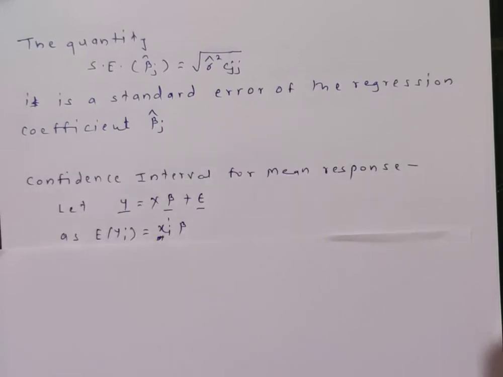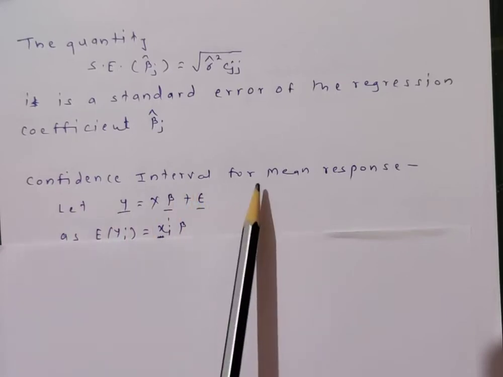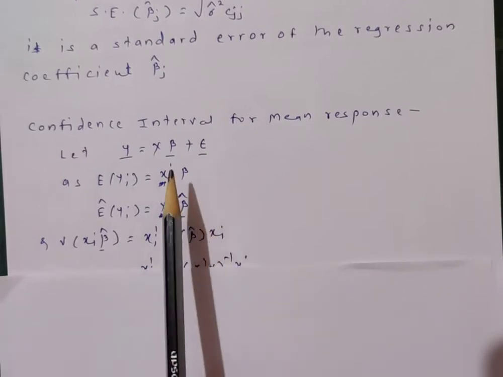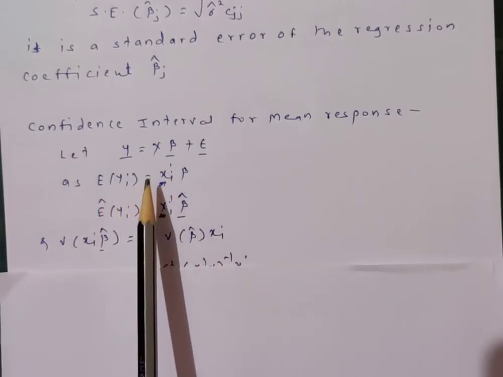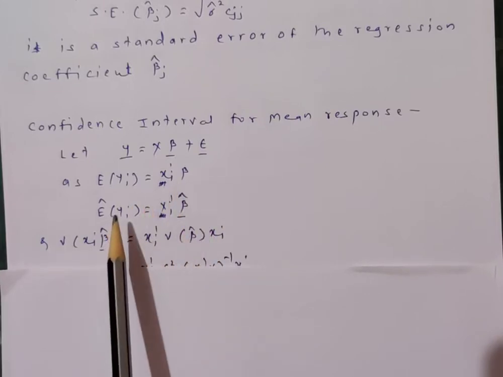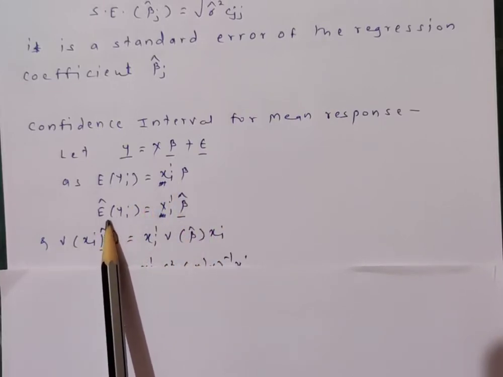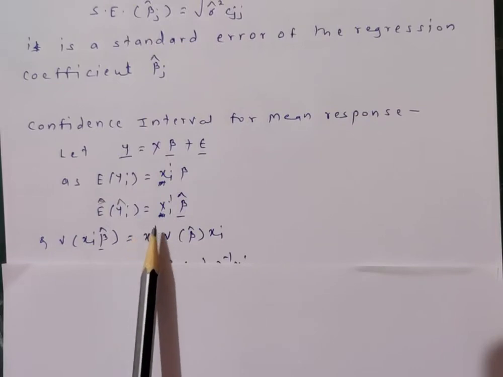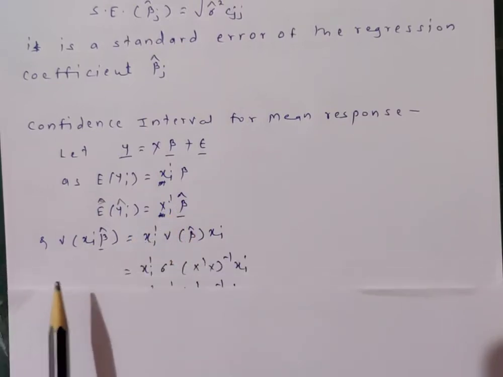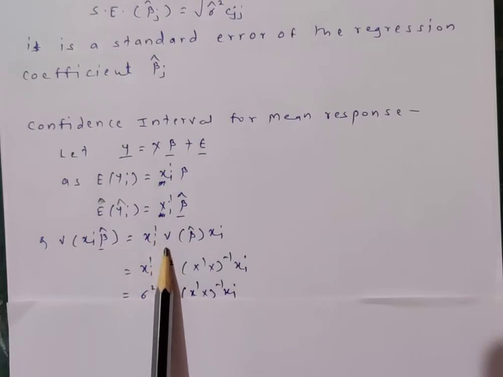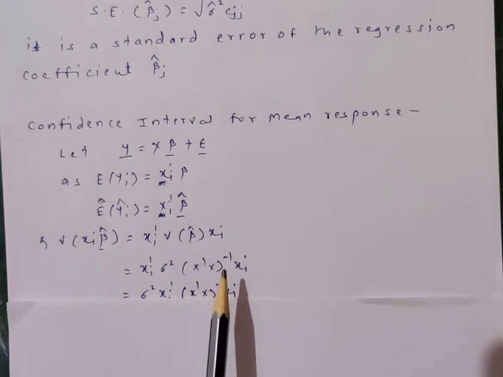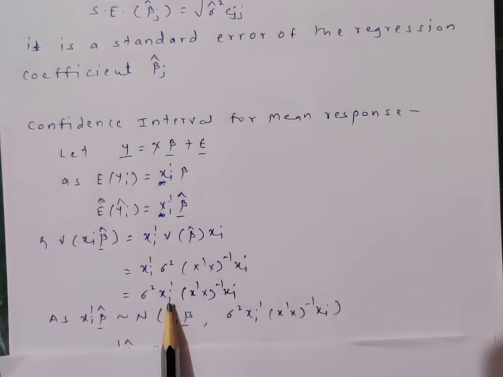So now the next point is to find the confidence interval for the mean response. Our model becomes y is equal to x beta plus epsilon, so the expectation of yi is equal to xi prime beta. The expectation of yi hat is equal to xi prime beta hat. So the variance of xi prime beta hat is xi prime times variance of beta hat times xi. We know that the variance of beta hat is sigma square x dash x inverse, so our variance becomes sigma square xi prime x dash x inverse xi.